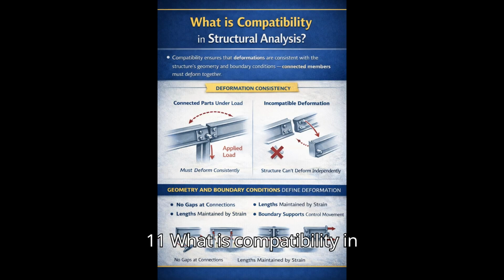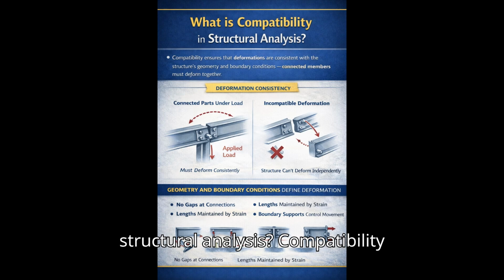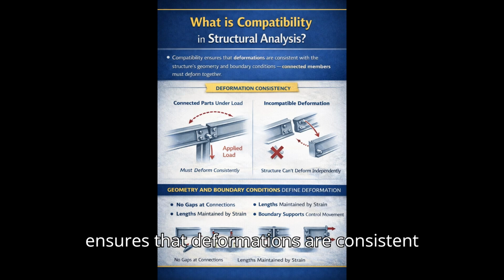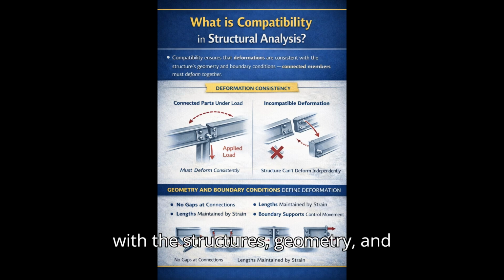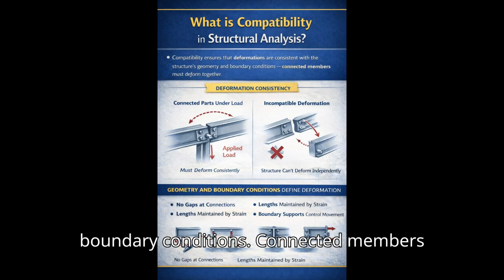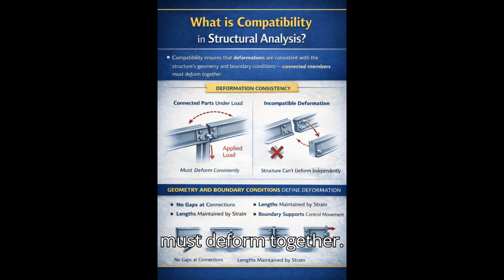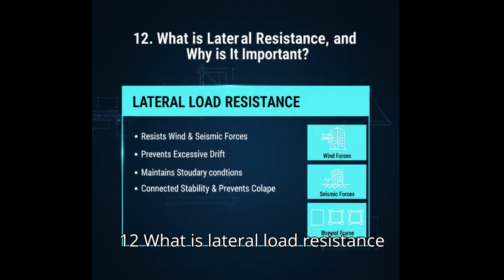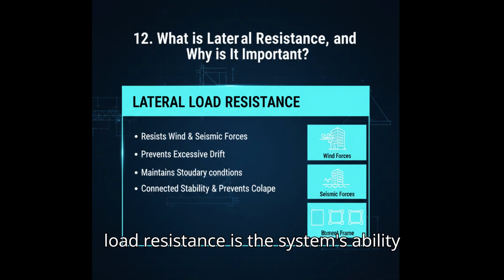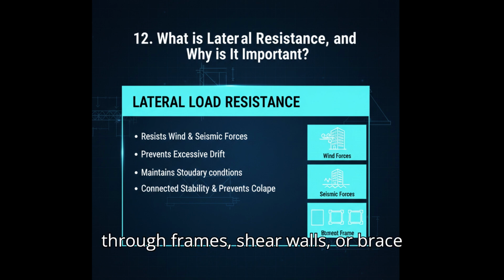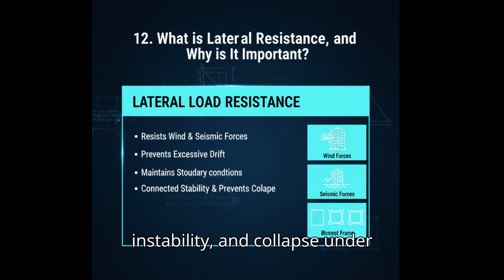11. What is compatibility in structural analysis? Compatibility ensures that deformations are consistent with the structure's geometry and boundary conditions. Connected members must deform together. 12. What is lateral load resistance and why is it important? Lateral load resistance is the system's ability to resist wind or seismic forces through frames, shear walls, or brace systems. It prevents excessive drift, instability, and collapse under horizontal loading.